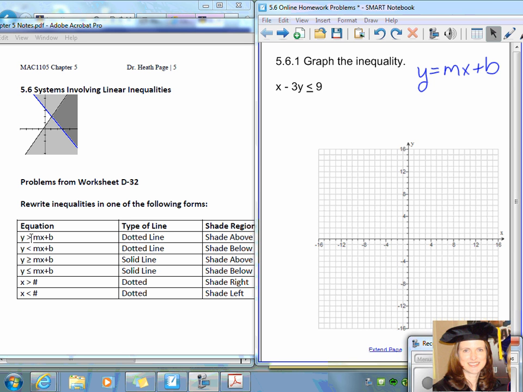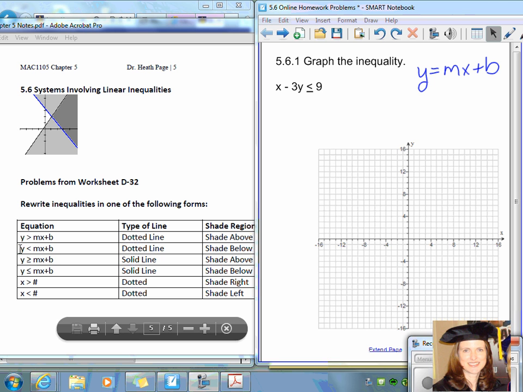Now anytime you have a greater than or a less than sign without the little equal sign underneath, we're going to be using a dotted line when we graph the line. If you have a greater than or equal to or less than or equal to, we're going to be using a solid line. If the inequality can be written as y is greater than mx plus b, or y is greater than or equal to mx plus b, you're going to be shading above.